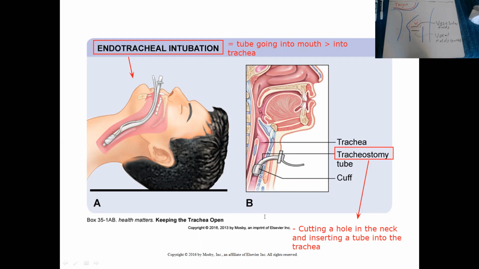Normally this hole, as is shown in the picture, is cut below the cricoid cartilage. It's possible to cut it between the thyroid cartilage and cricoid cartilage, but normally you cut it below the cricoid cartilage.